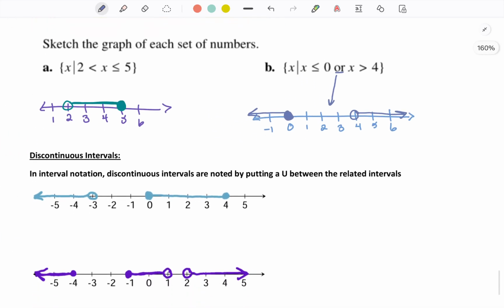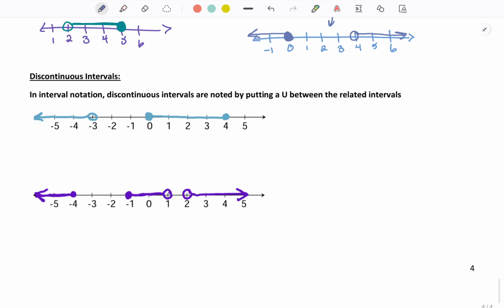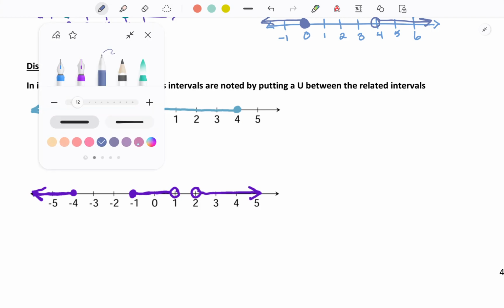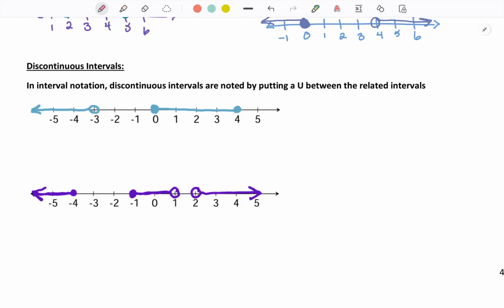All right, so then how do you handle those discontinuous intervals when you have interval notation? Well, you're going to use a U in between your intervals. So you will write an interval for each piece. So for this first example here, we have a number line that is going down from -3. So we're going to write an interval for just that arrow. So we'll have -infinity because we go down forever. And it goes to -3, so that also gets a parenthesis.